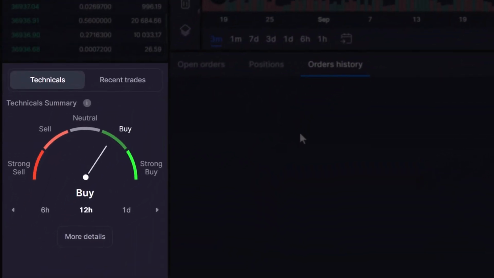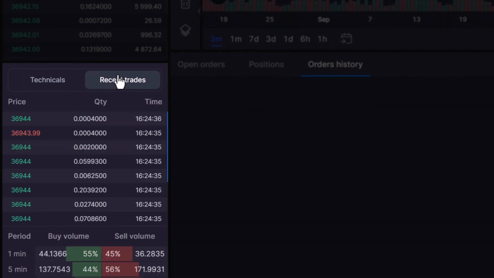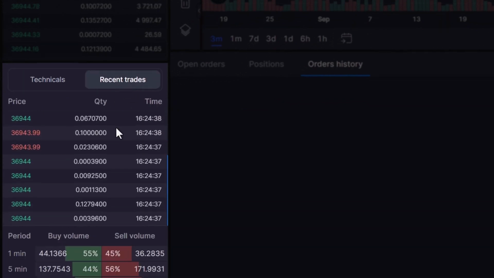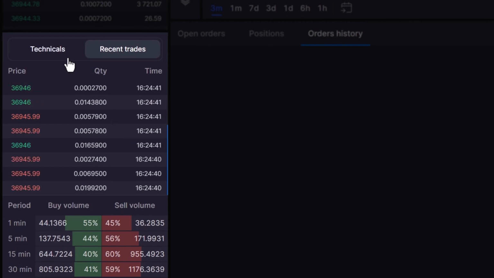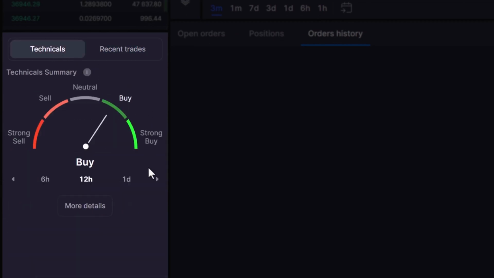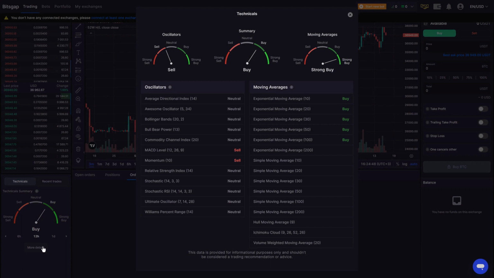With a variety of indicators, this tool provides a snapshot of market sentiment. While technicals offer guidance, they should complement, not dictate, your trading decisions. Use them in conjunction with your analysis for more informed trading moves.